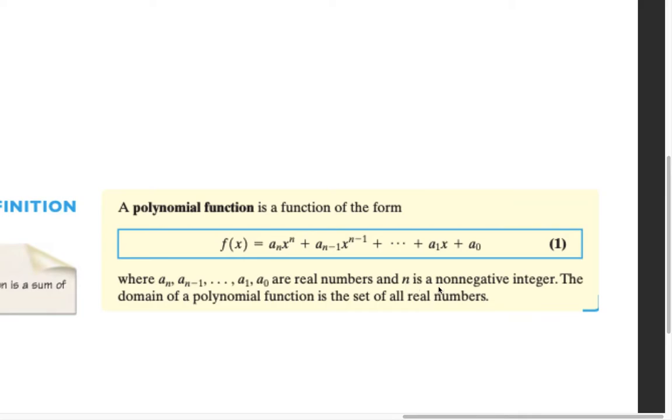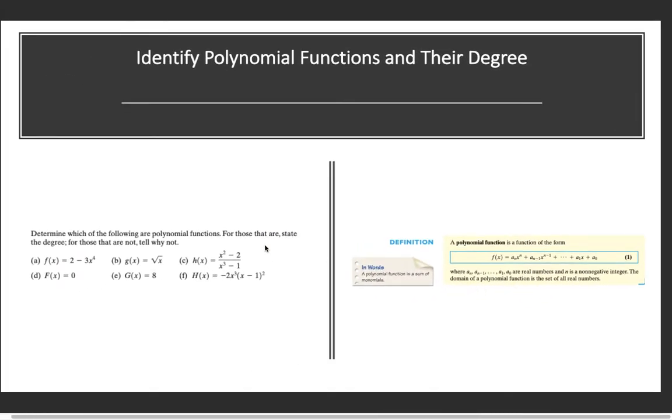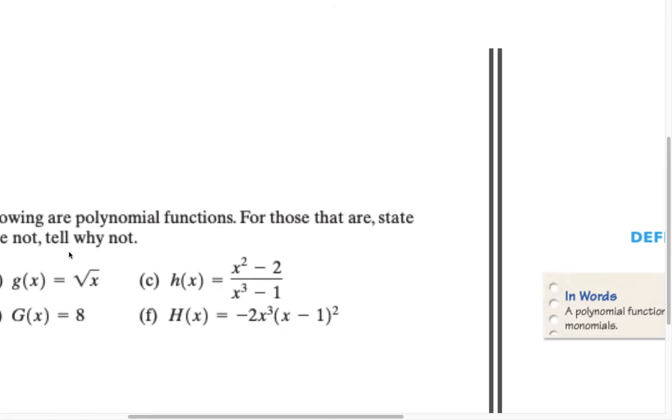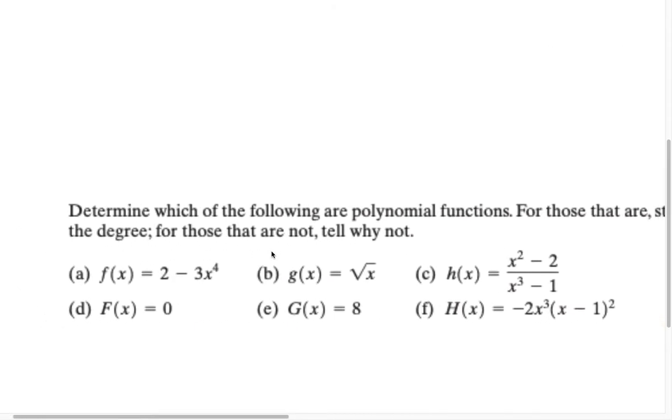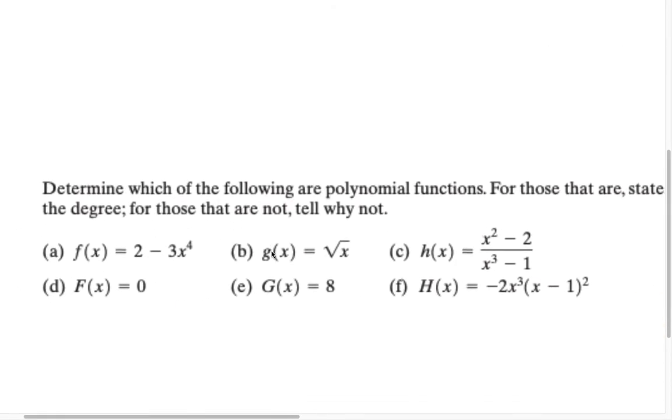Just one very important condition is that this n has to be a non-negative integer. This is the main thing of polynomial functions. If you really want to care, this is the thing: non-negative integer. What does it mean? Let's see which one is a polynomial function and which one is not, and what is the degree. Let's try to find out from here.